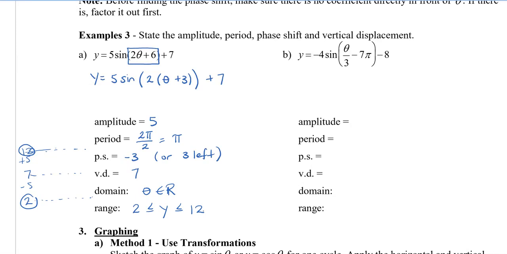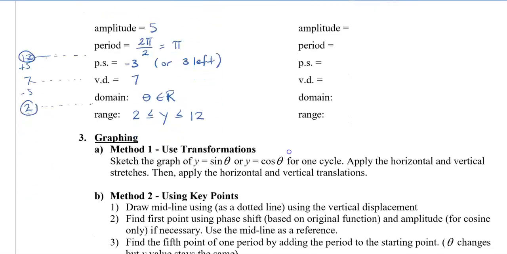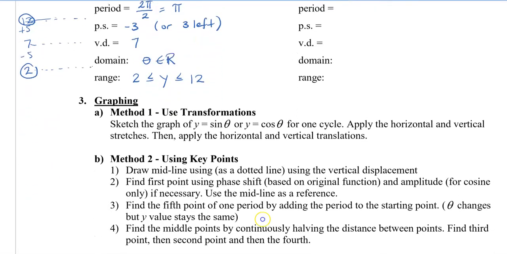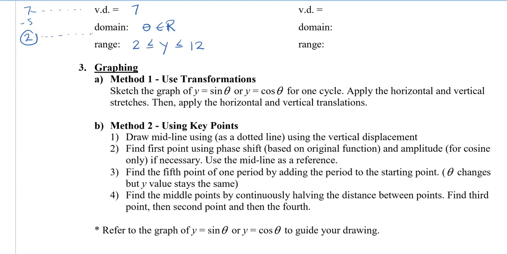Now we're going to combine all of this to graph. So we're going to use transformations, or we're going to use key points. I actually like to use key points. If you use transformations, make sure that you apply the horizontal and the vertical stretches first, and then you apply the translations. So I'm going to show you how to use the method of using key points.